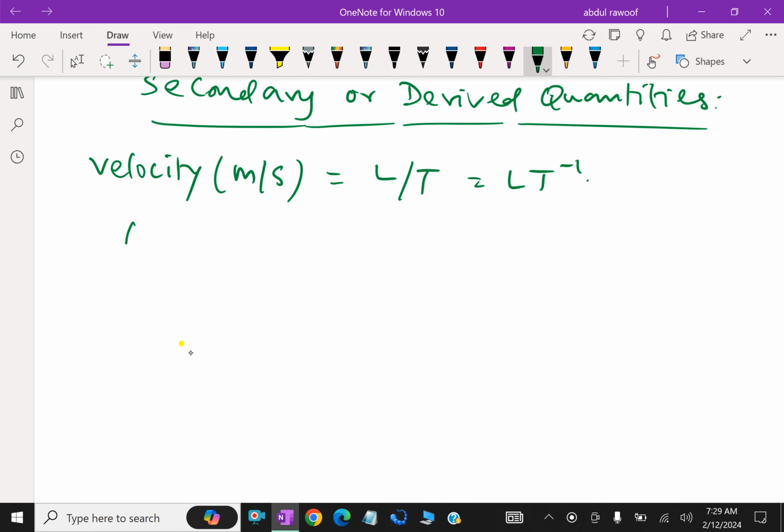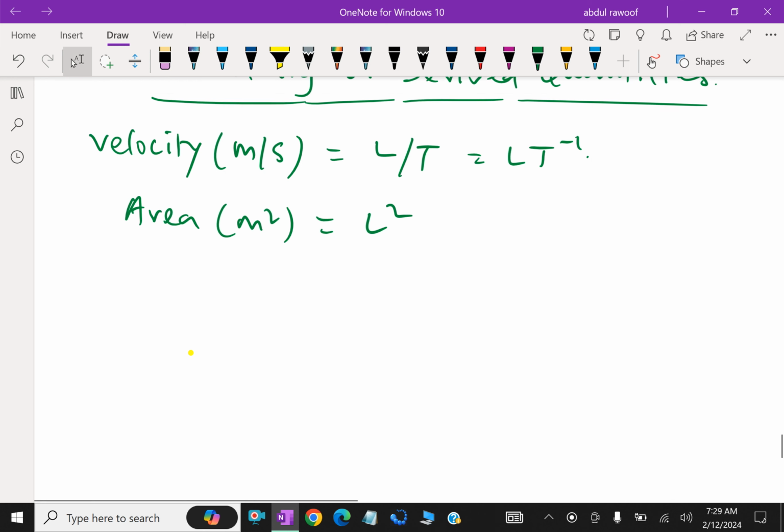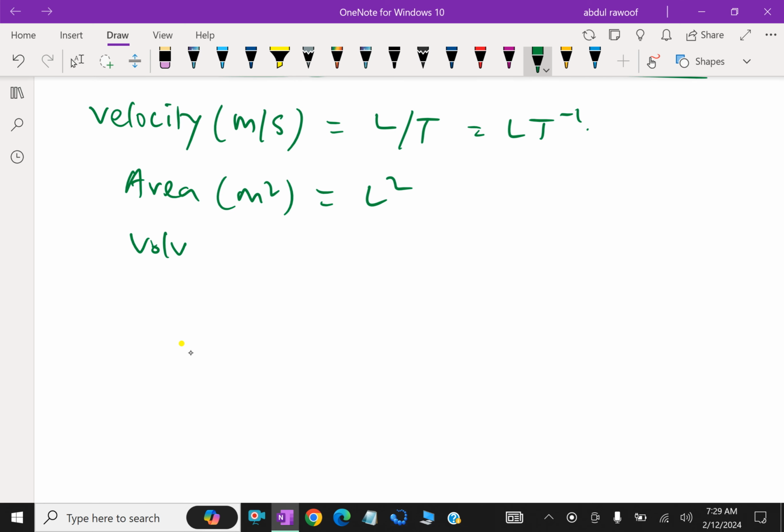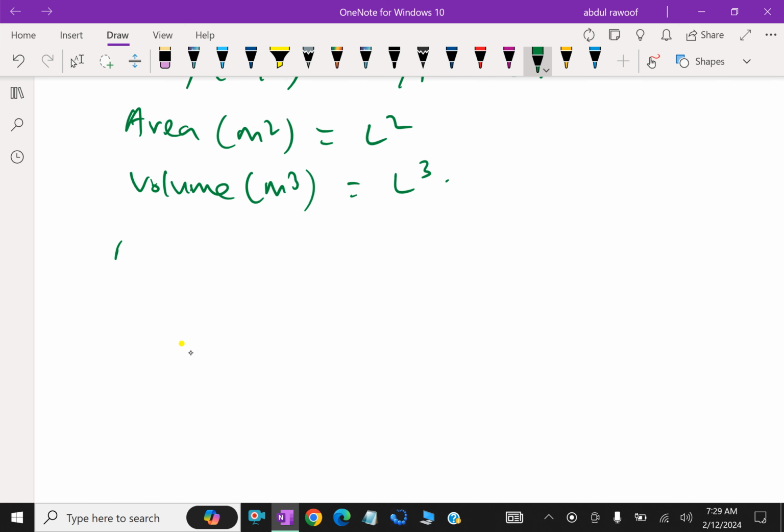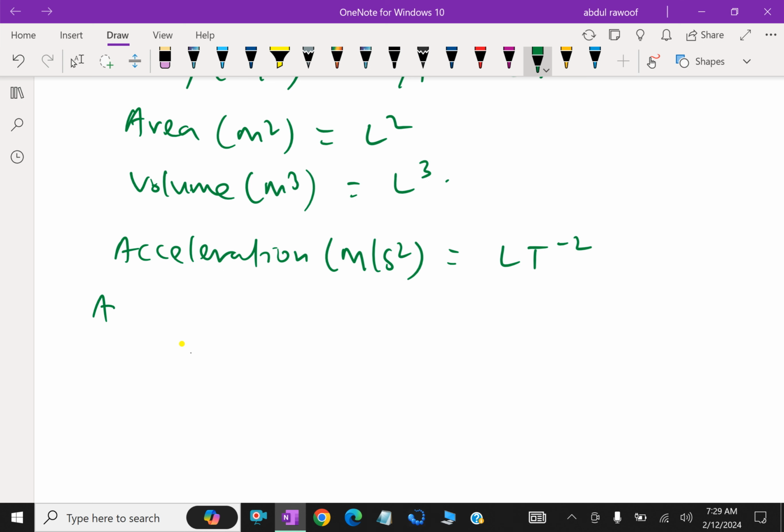We know that area, meter square, is L square. Volume, meter cube, is L cube. Then kinematic quantities: acceleration, meter per second square, which is equal to L T power minus 2.